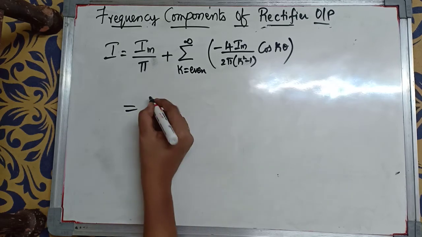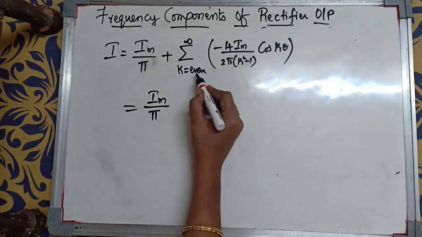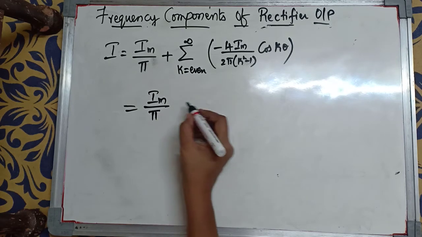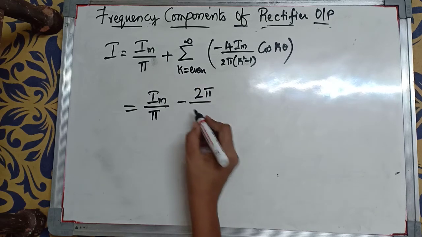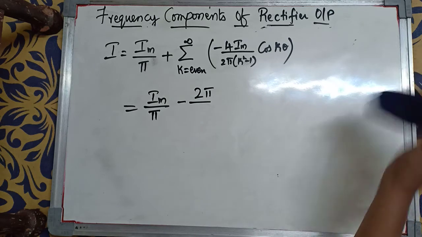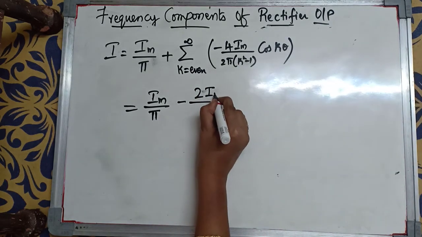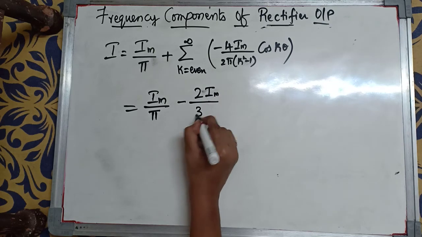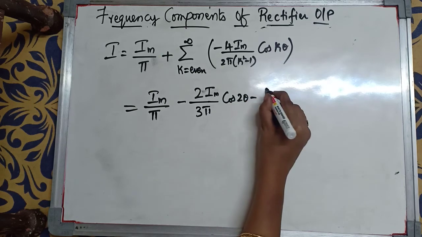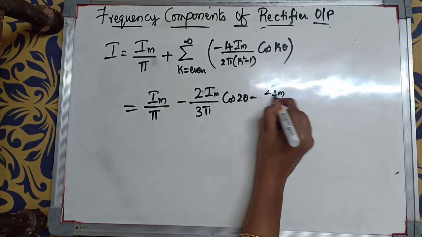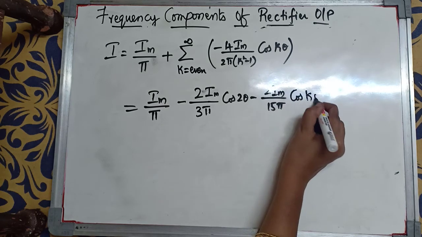So if we just expand this and write other terms, let us write few terms for k is equal to even. We will get the first term as Im by pi, this is I, minus 2Im by 3 pi into cos 2 theta, then minus 2Im by 15 pi into cos 4 theta, and so on.